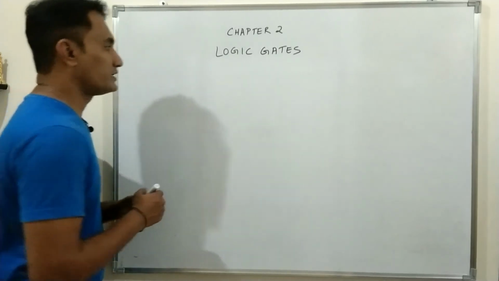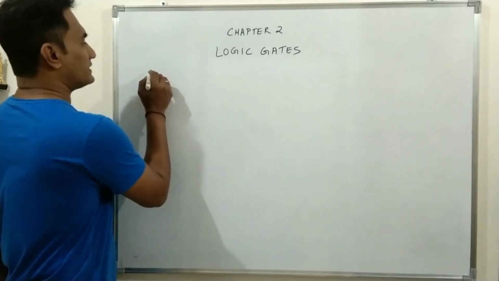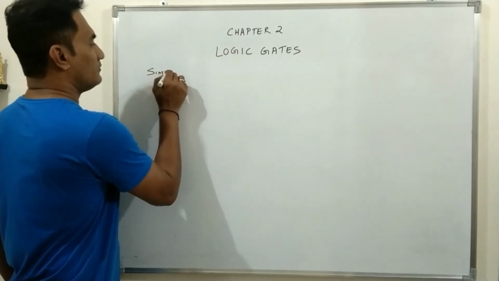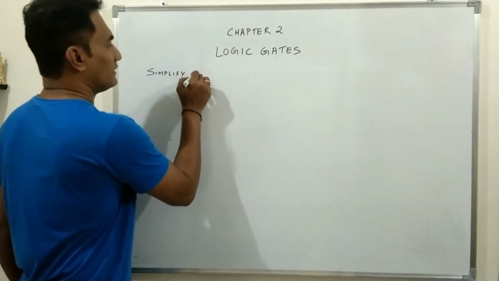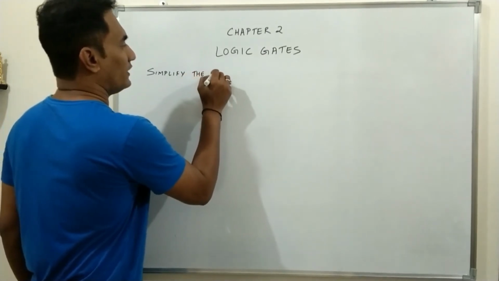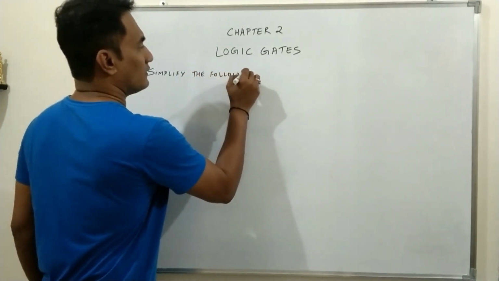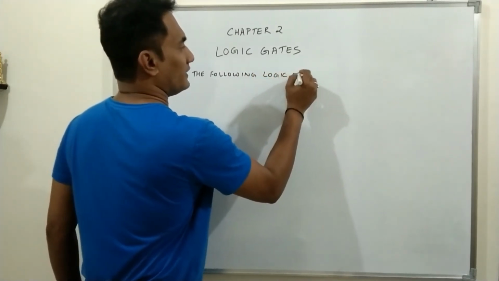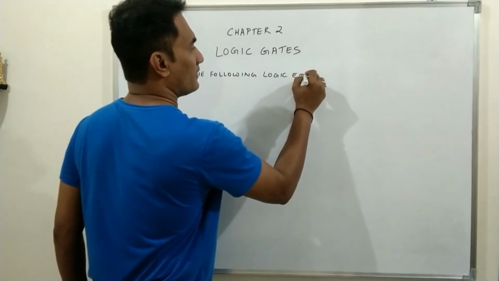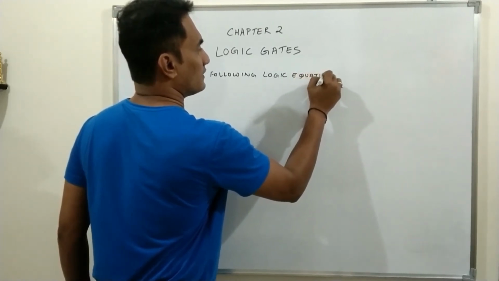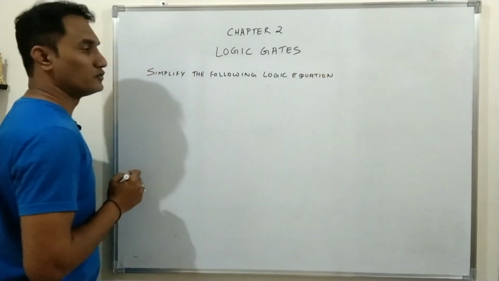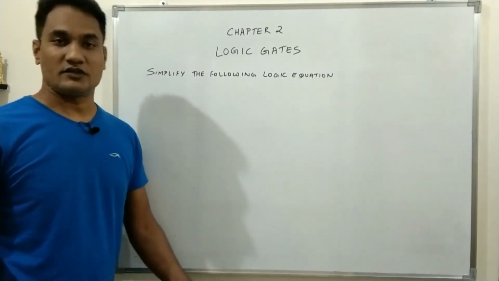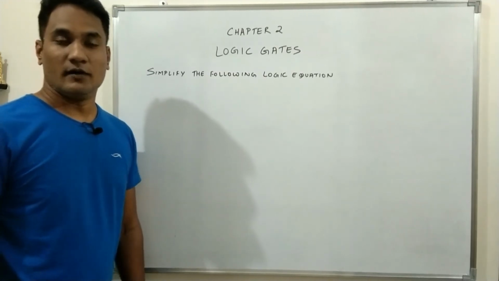Now the question will be like this: simplify the following logic equation. Of course, it is using Boolean laws. It is assumed that it has to be done using Boolean laws.